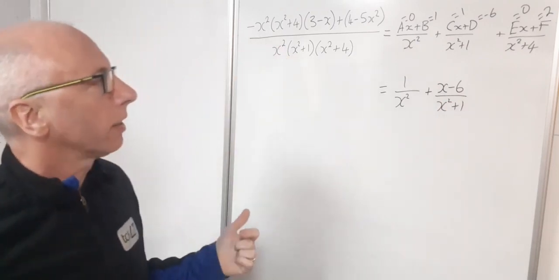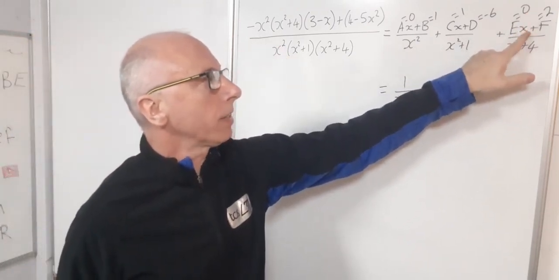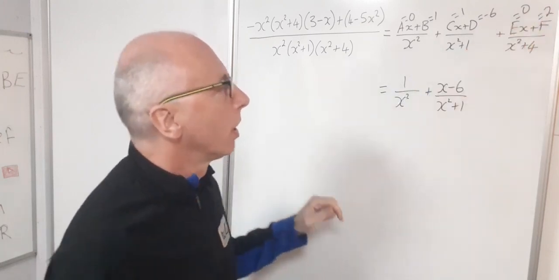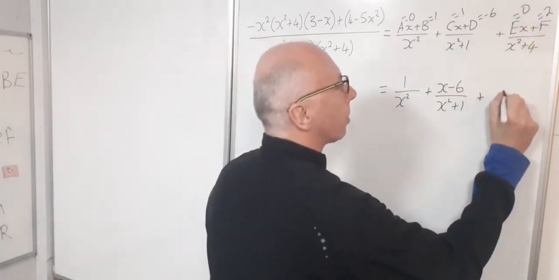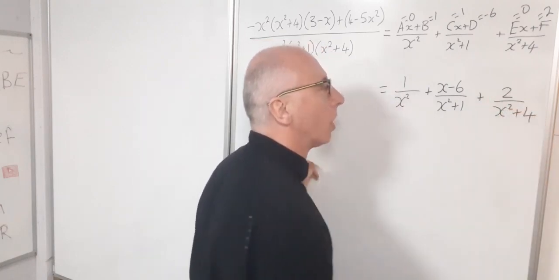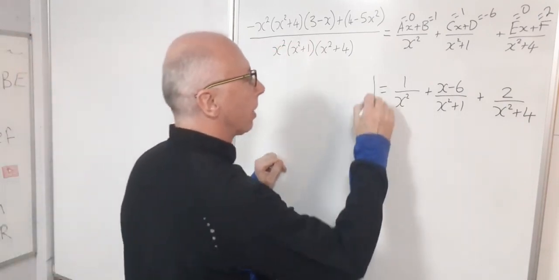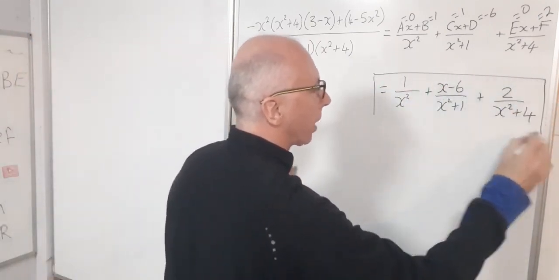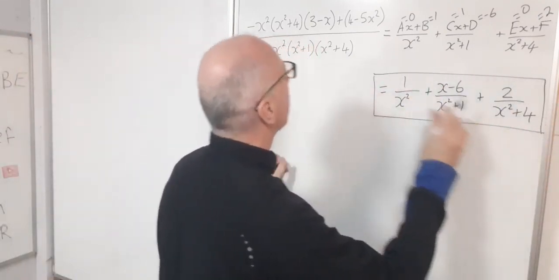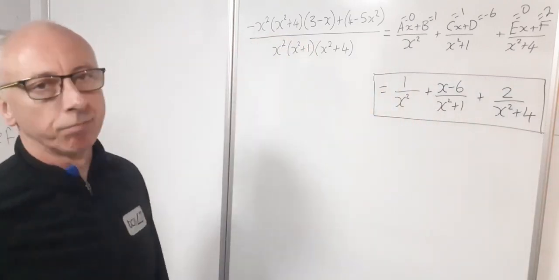So it takes care of that. And here we've got e is 0, so therefore that's disappeared, and then we've got a 2. So now we add 2 over x squared plus 4. Okay, right, that is good enough for our answer. So that's our partial fraction decomposition of this very complicated looking polynomial fraction.